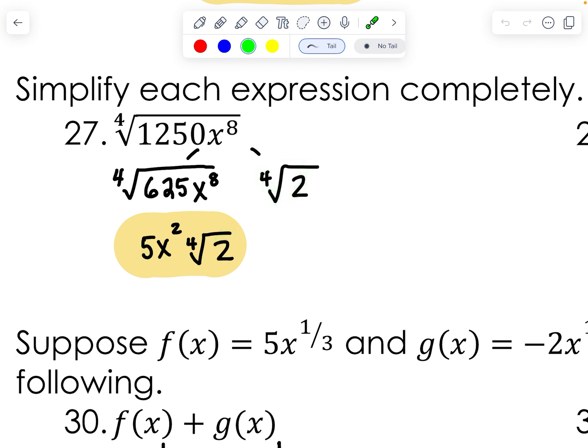Now the x to the 8th, probably the easiest way to think about this is split up x to the 8th. We know out of fourth root things that are to the 4th power. So if you split up x to the 8th into x to the 4th times x to the 4th, you can fourth root both of these separately and get x for both of them. And so you get x times x on the outside with nothing underneath, and x times x is x squared. That's where that comes from. So that's how you want to do all of these.